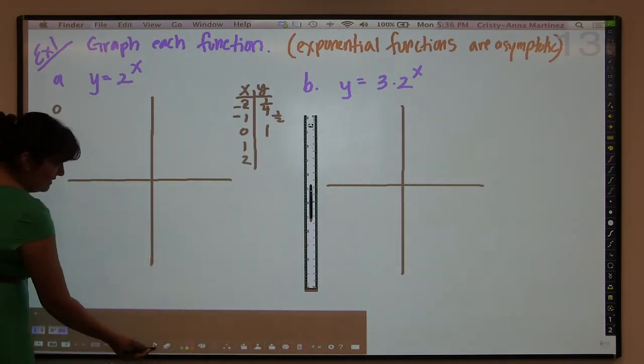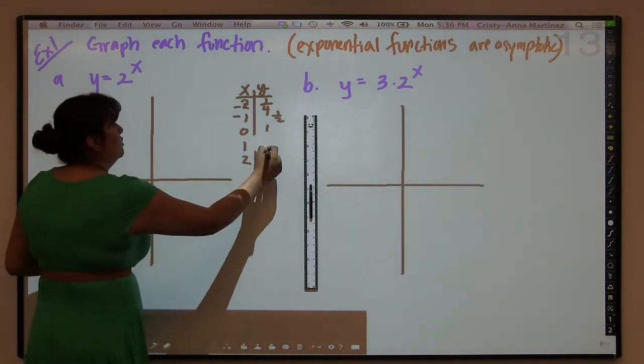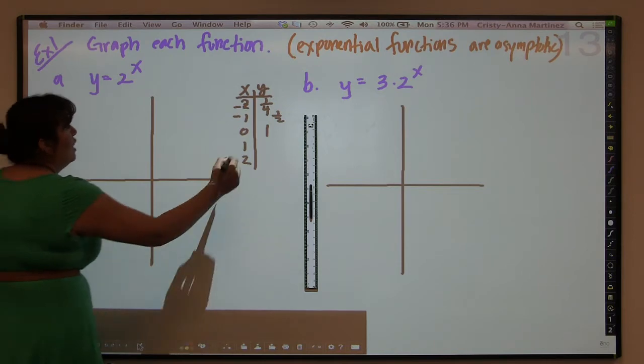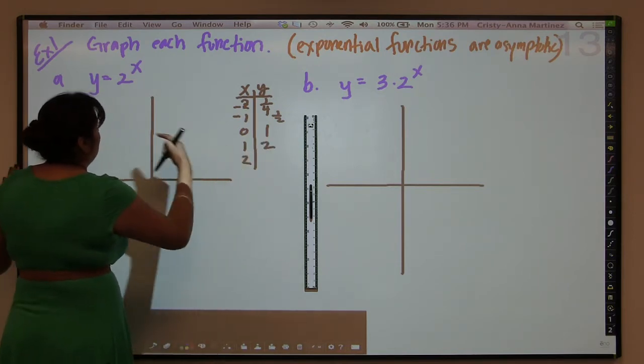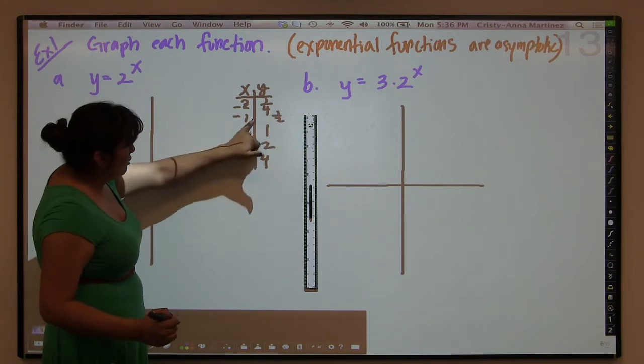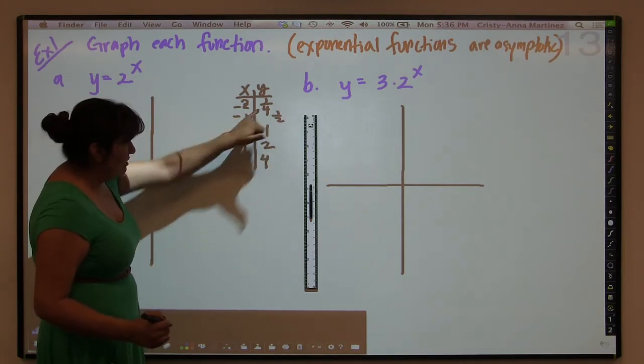And then it gets really easy, because now we're plugging in 1. 2 to the 1 power is 2, and 2 squared is 4. So what you see here is 1, 2, 4, and these are reciprocals of this. So the reciprocal of 2 is 1/2, reciprocal of 4 is 1/4.